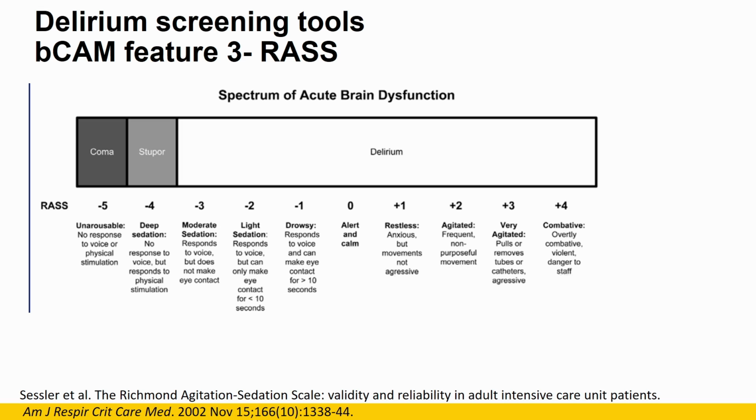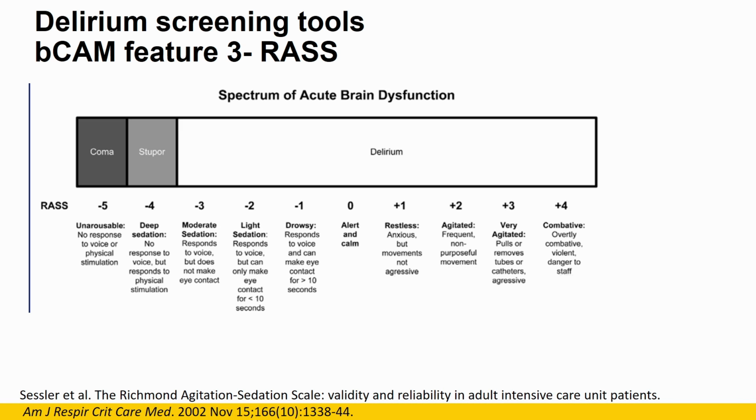Now let's talk about Feature 3. This is assessed by using the Richmond Agitation Sedation Scale, or RASS. The scale goes from -5 to +4. A healthy individual who is awake and able to answer the question appropriately will get a scale of 0. Someone who is drowsy would have a scale of -1. Someone who is receiving moderate sedation would be at a -3. Someone who is in a coma would have a scale of -5.